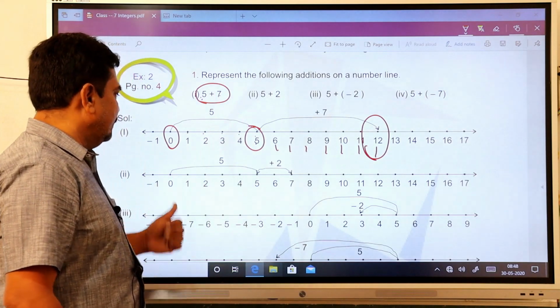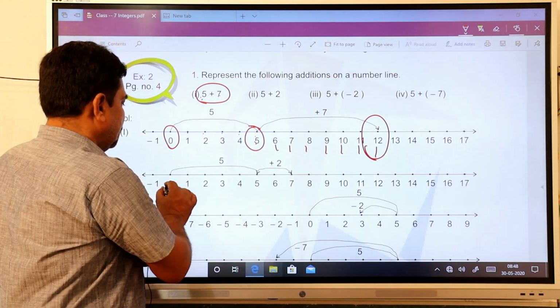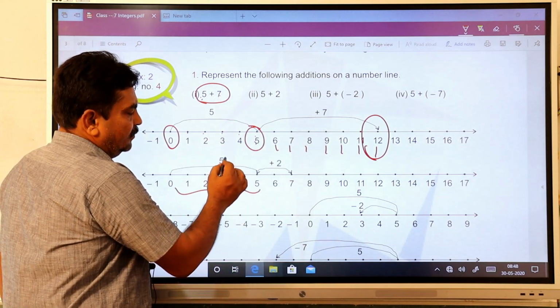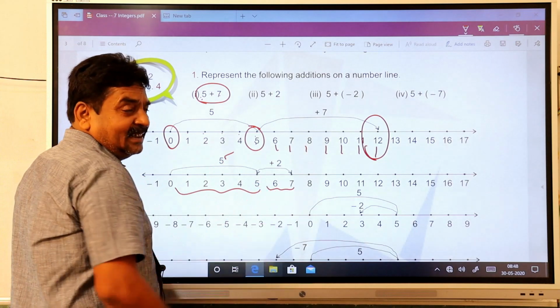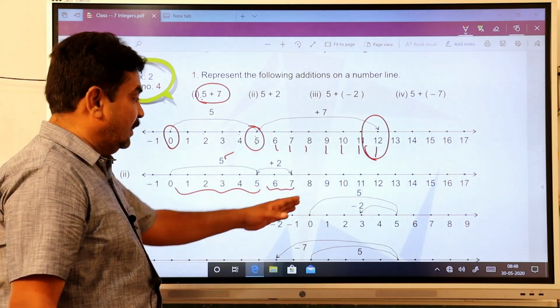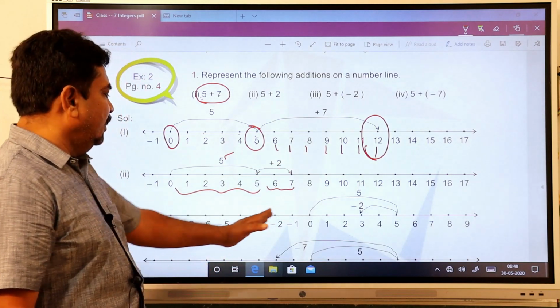Similarly, go to the second one. Second one you have 5 plus 2. That is from 0, it is 5. And you add 2 more to it. That is 6 plus 1, or 7. That is nothing but how much? 7.